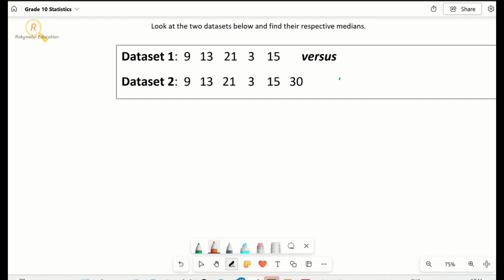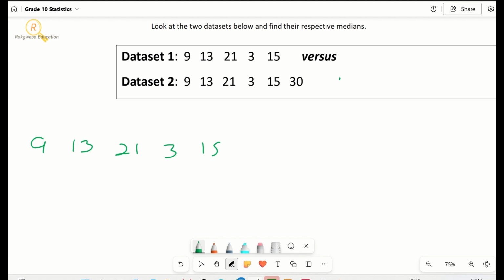I'm going to write the first data set on the left. So it's 9. I'm going to use my finger. 9, 13, 21, 3, and then 15. Okay, that's the first data set.